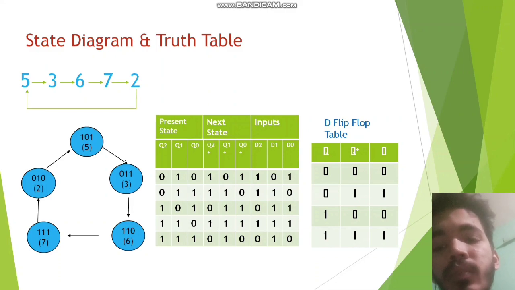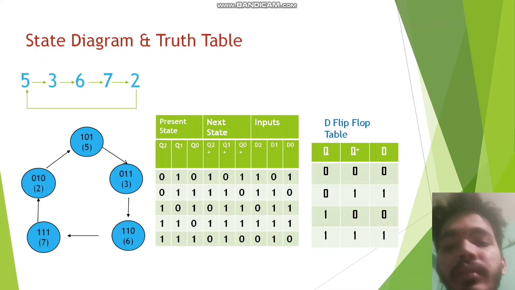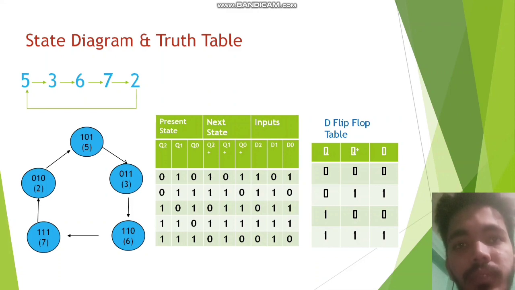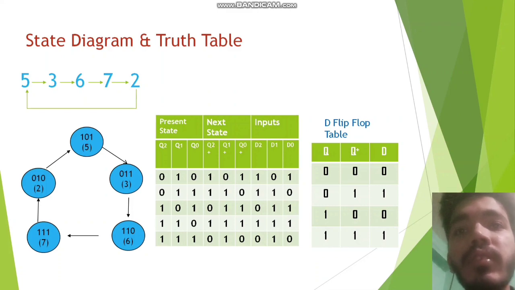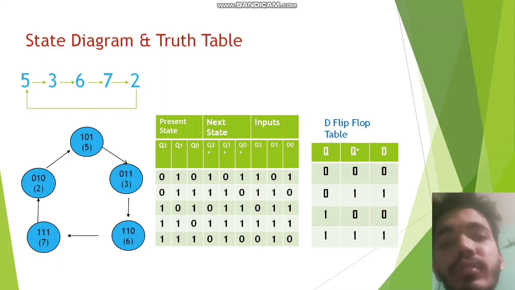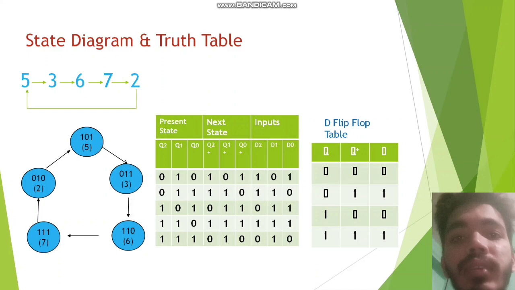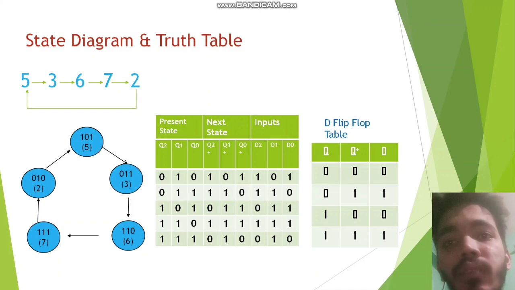Hello sir, my name is Shah Mohammad Fahim. My ID is 20439742. I am discussing the K-map and truth table of the irregular sequential counter. The irregular numbers are 5, 3, 6, 7, 2. First we take 5. 5's binary number is 101, then 3 is 011, then 6 is 110, then 7 is 111, then 2 is 010. Then again it works round and round, starting with 5, ending with 2, then again starting with 5.